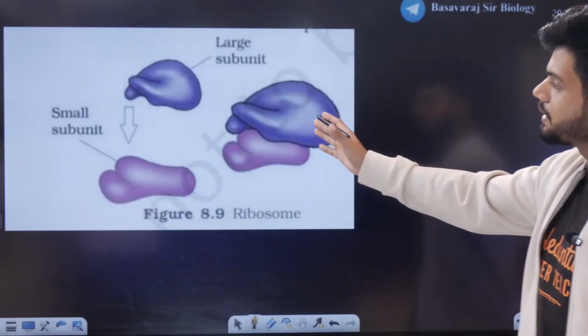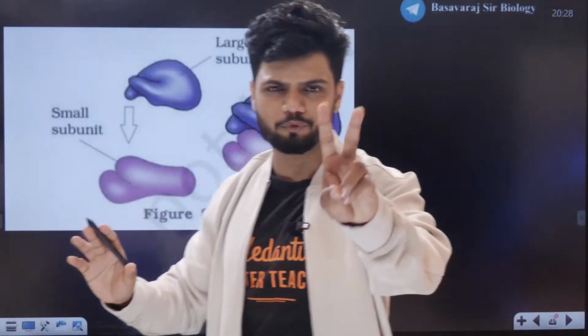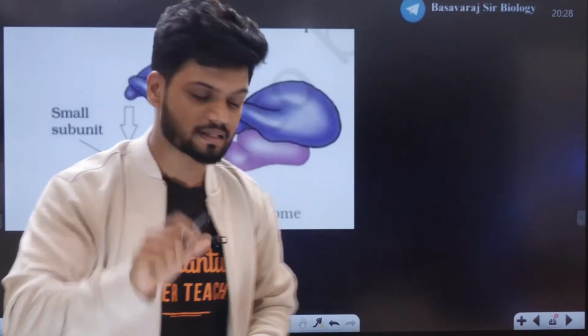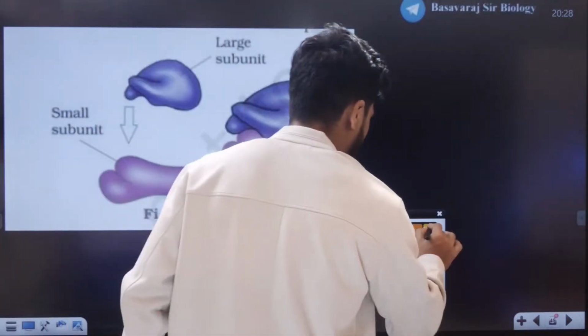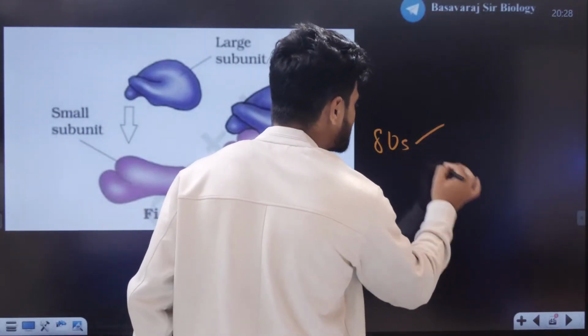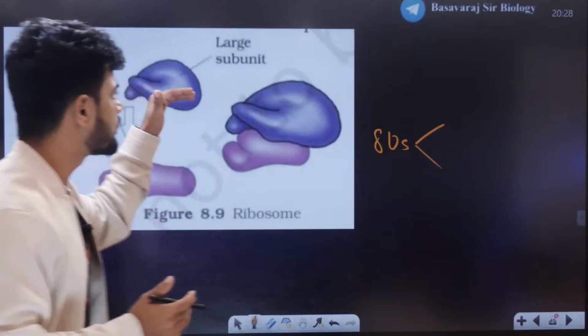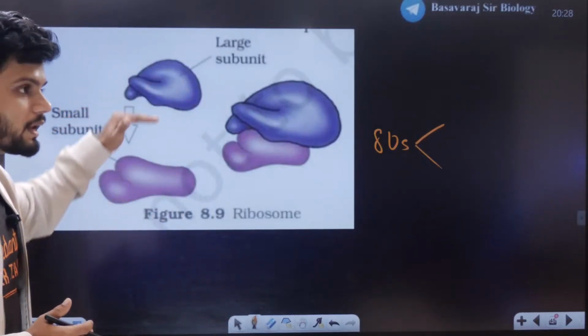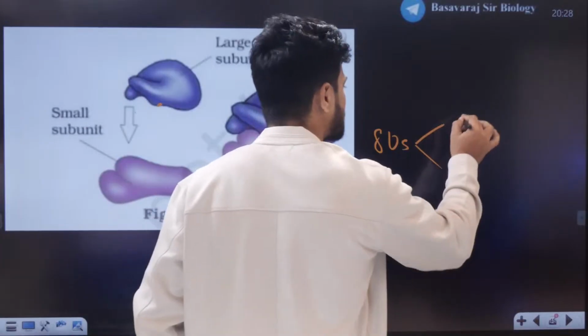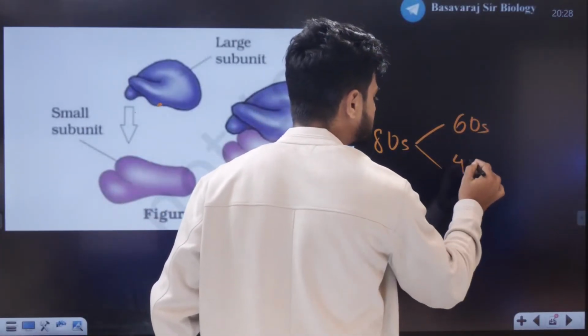This is a typical example of ribosomes. There are two types of ribosomes, 70S and 80S. Very simple to understand. First, let's understand the eukaryotic one, 80S. 80S is divided into a larger subunit and a smaller subunit. The larger subunit in 80S is 60S, and the smaller is 40S.